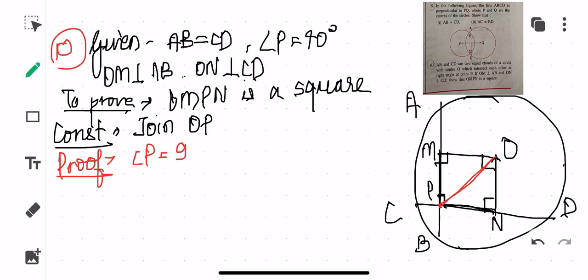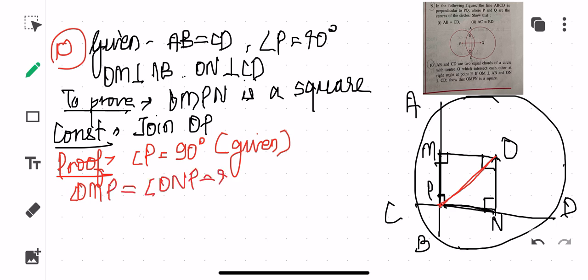Okay, this is what is given. First you have to prove that it is a rectangle. Okay, and then you can write down what? Angle P is equal to 90 and angle OMP is equal to angle ONP is equal to 90 degrees, since OM is perpendicular to AB and ON is perpendicular to CD.